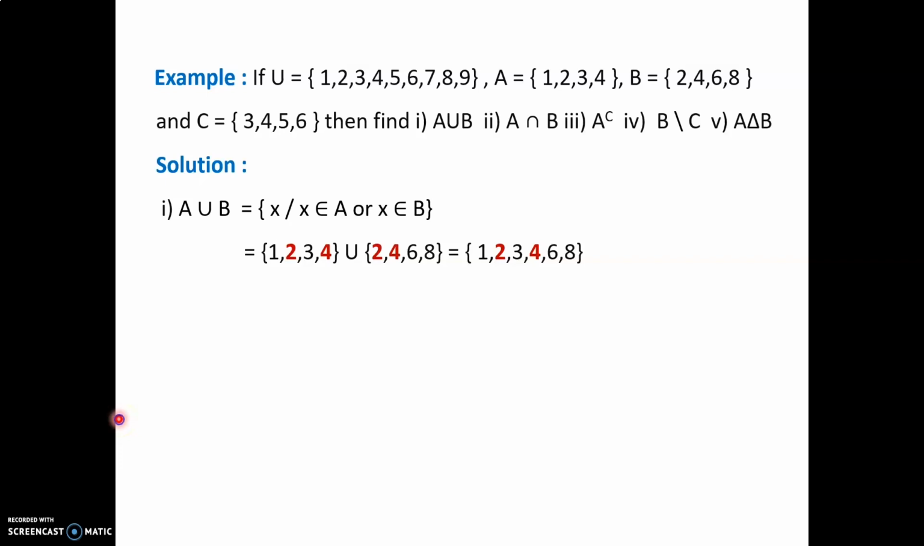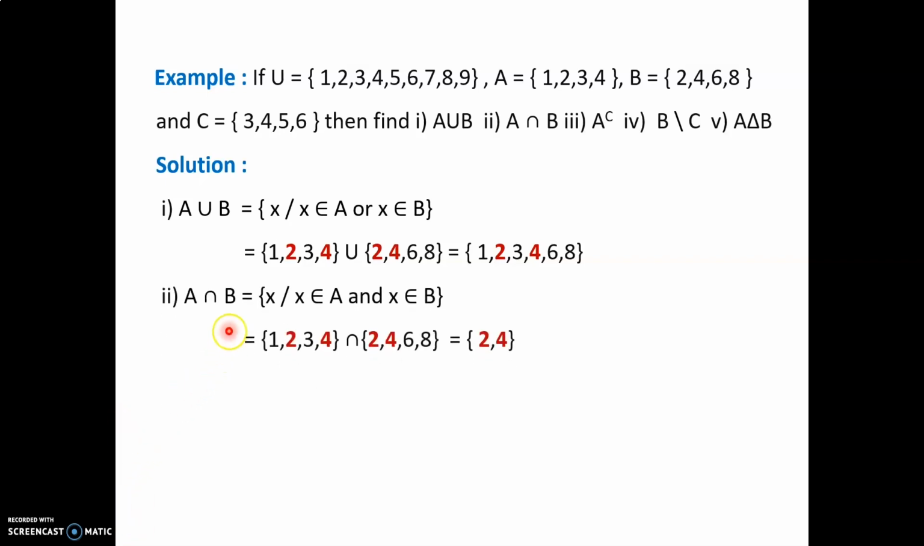Second one is A intersection B. A intersection B is the set of elements X such that X belongs to A and X belongs to B. That is, we have to take common elements between A and B. Here we observe that 2 and 4 are common elements between A and B. Therefore, A intersection B is the set of elements 2 and 4.